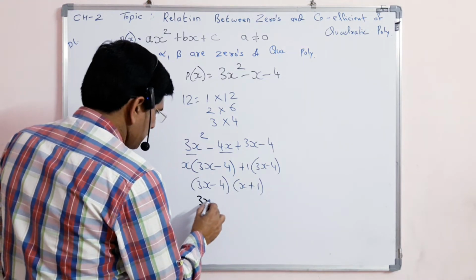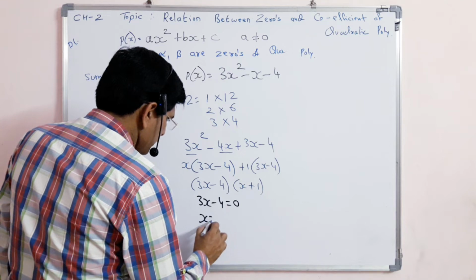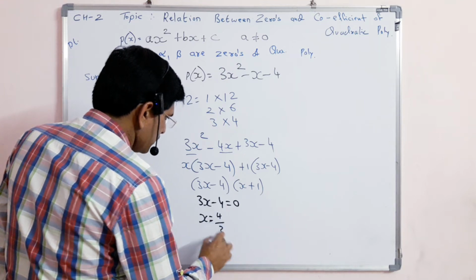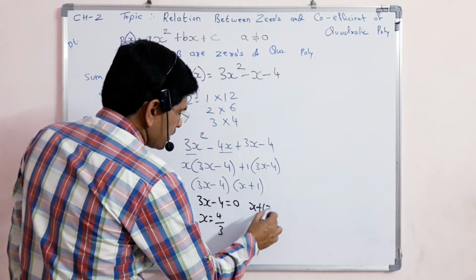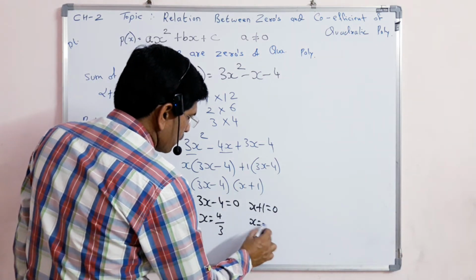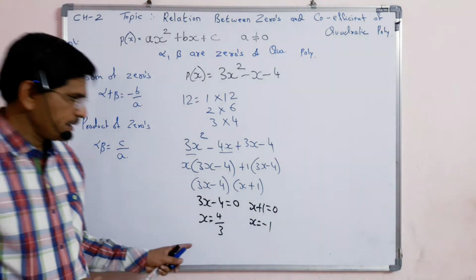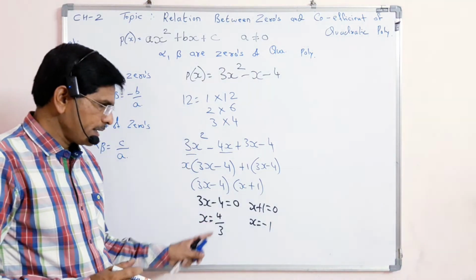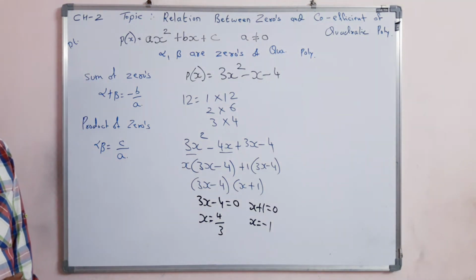So 3x minus 4 is equal to 0, so x is equal to 4 by 3. And here x plus 1 is equal to 0, so x is equal to minus 1. So we can say that alpha is equal to 4 by 3 and beta is equal to minus 1.